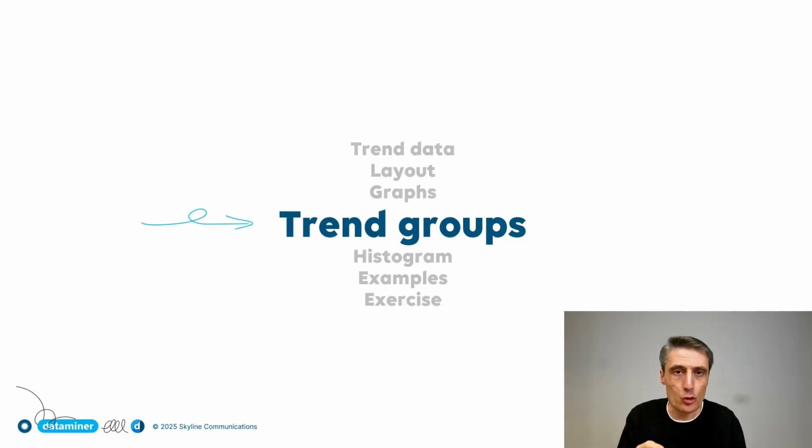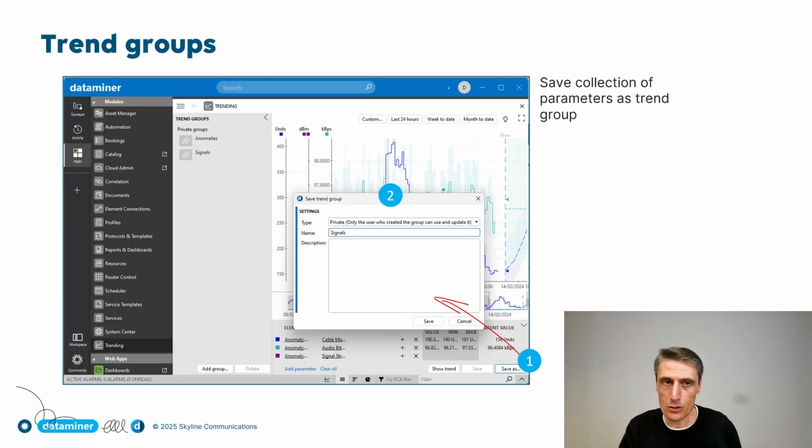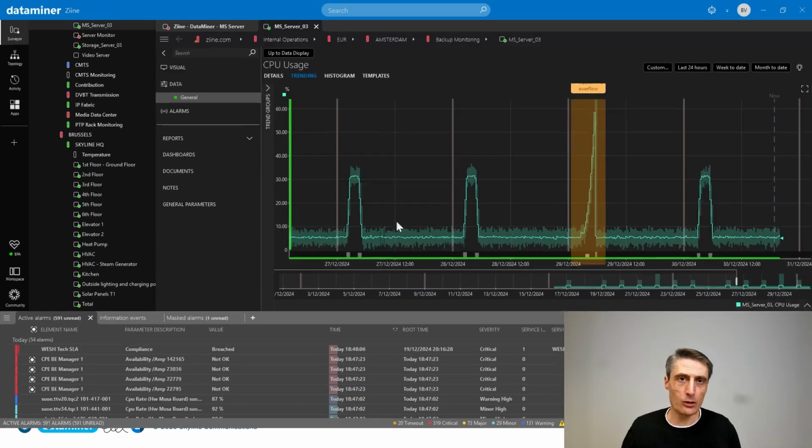All right, trend groups, how to combine those trend graphs, multiple trend graphs, we already discussed, but you can also save them. So it is possible when you have a combination made of different trend graphs together to save them and to give them a name so that you can later on easily recall them again as well. Let's take a look at that.